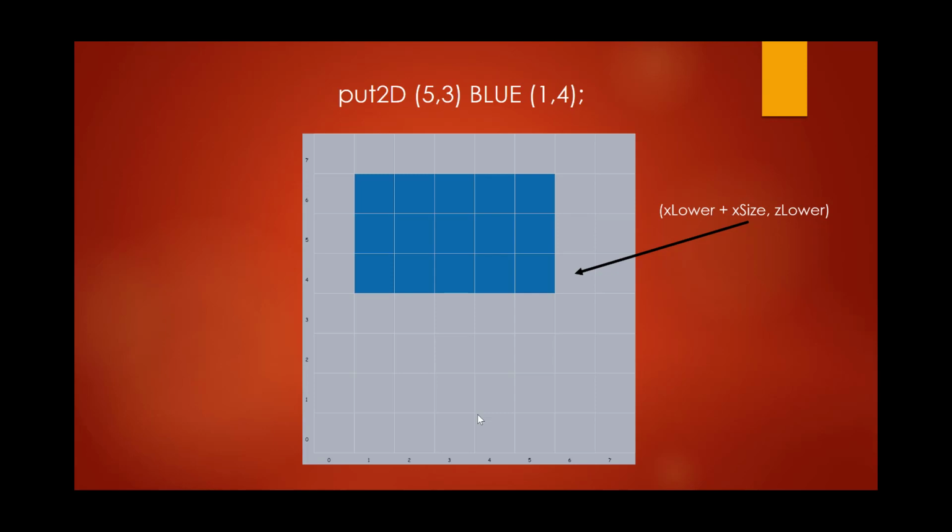So let me point this out again. The lower right corner was x lower plus x size minus 1, but we're going to go one step further now, one cell further to the right. And so the minus 1 goes away. So it's just x lower plus x size. So x lower plus x size gives you the next free spot.